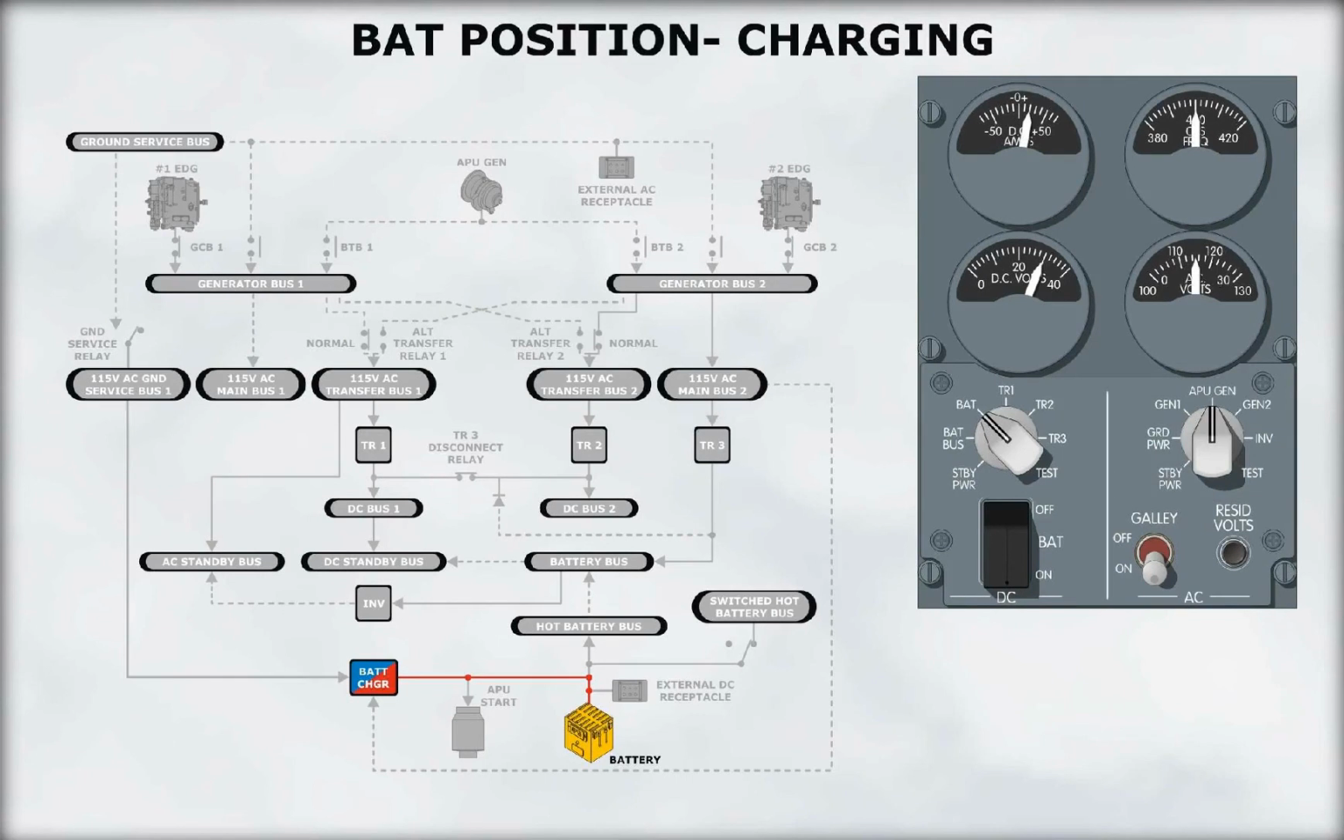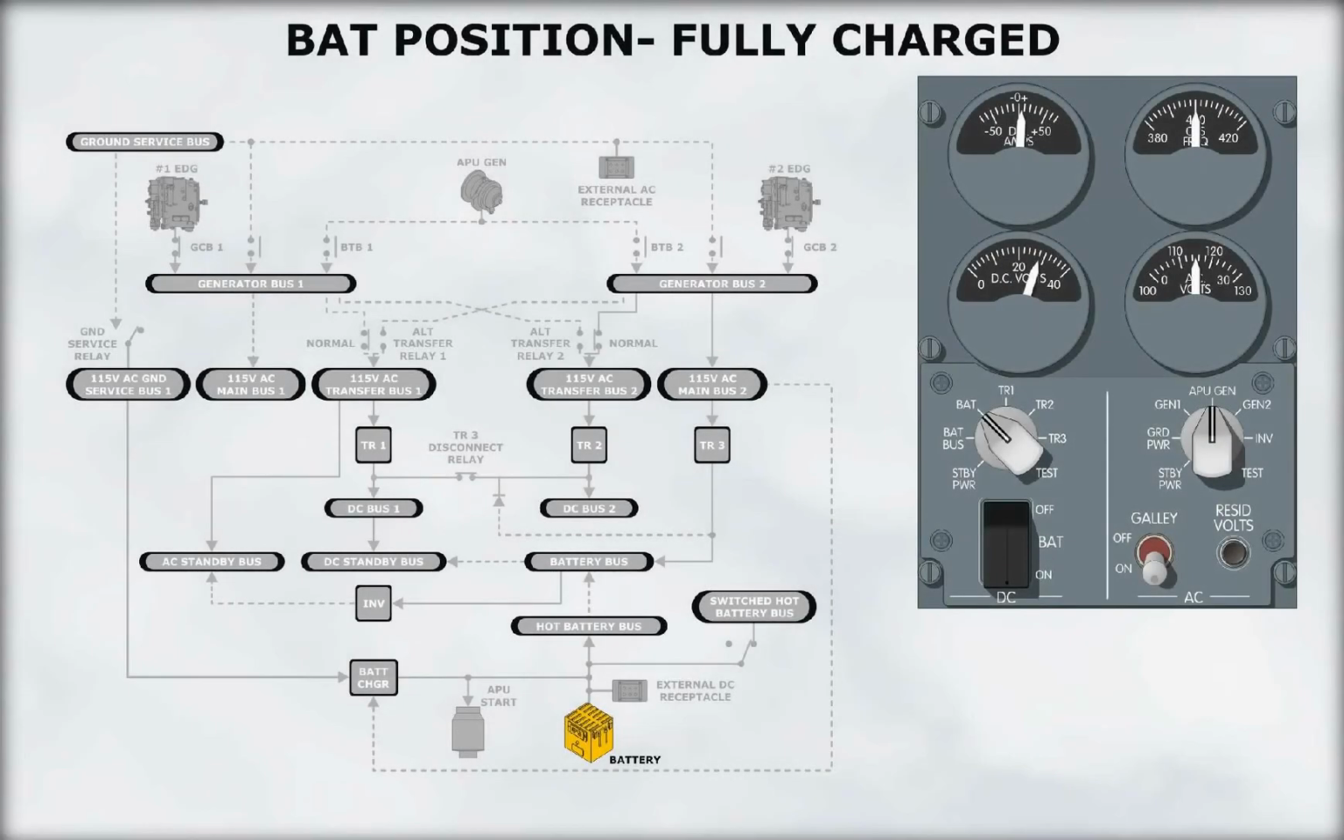When the battery charger is operating, the meter indicates 28 to 30 volts with positive amperage. When the battery is fully charged, the voltage will remain at 28 and the amperage indication will be near zero.